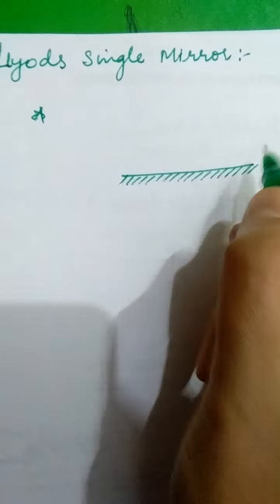here. So, this is the silvered surface of the mirror, and this is its reflecting surface. This is the single light source. Here we have the screen.